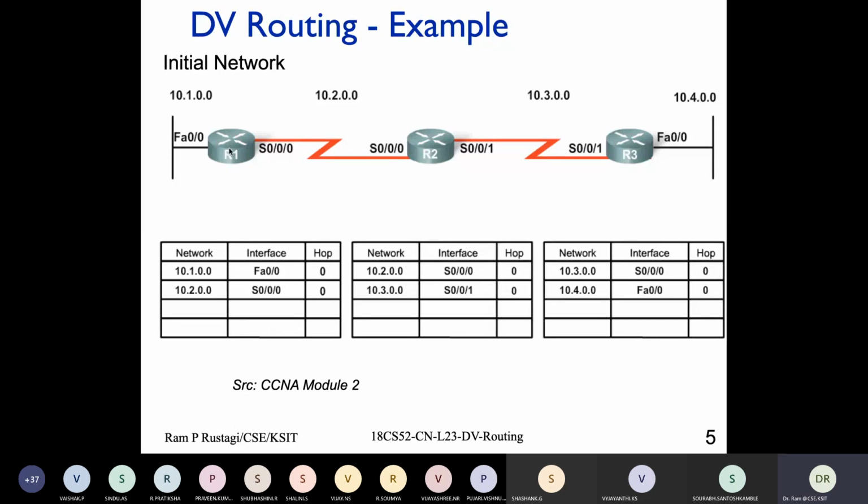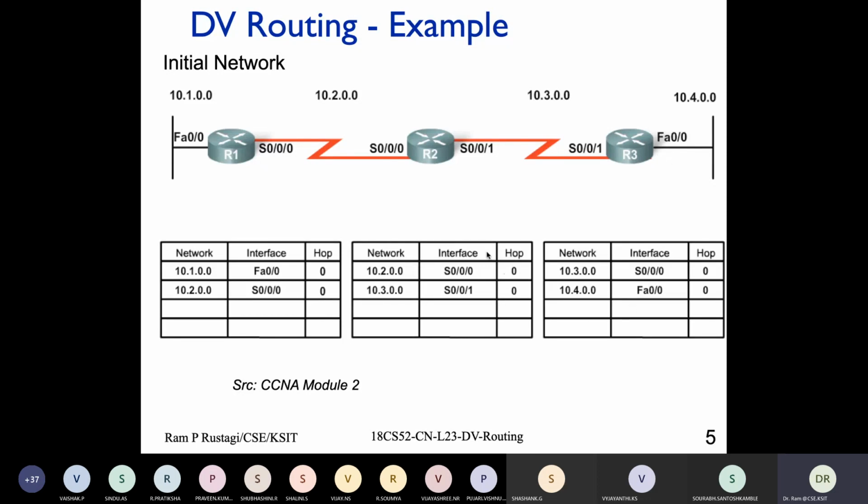Router 1 is connected to two networks directly. Router 2 is connected to two networks. Router 3 is connected to two networks. So initially, router 1 knows only about two networks, 10.1.0.0 and 10.2.0.0, which are directly connected, with hop count as you can see here. The same is true for router 2, and the same is true for router 3. Router 3 knows only two networks.